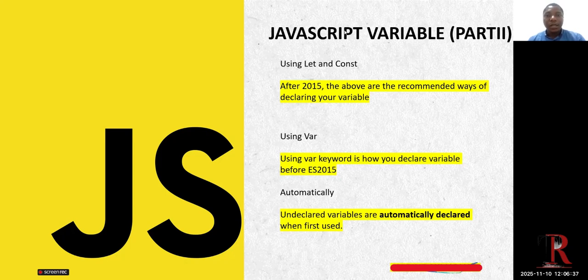So in this lesson, we'll quickly take a look at how we can use let and const as usual in order to declare variables. We'll take a look at how to use var to declare variables, and we'll see how variables can be declared automatically. So let's try these methods and see the results they give us. Let's start with let and const.